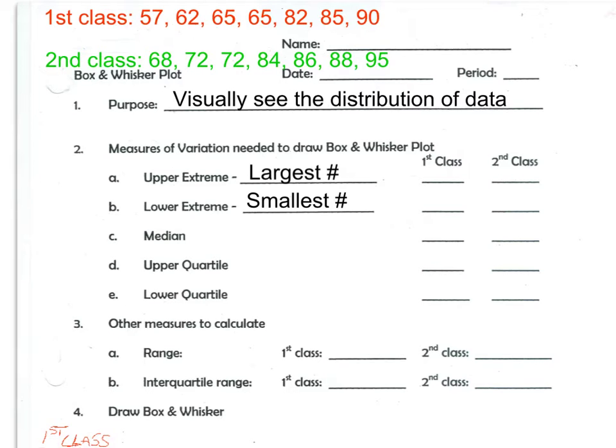Alright, for this video, we're basically going to apply everything that we learned in the last video, and the new things that we learned were the upper quartile, the lower quartile, and the inner quartile range. And we're going to apply this, and we're going to make what's called a box and whisker plot.